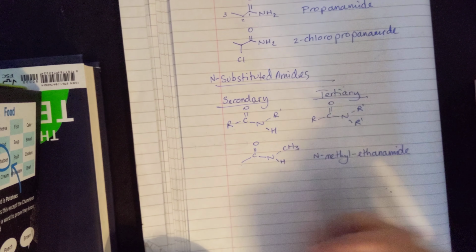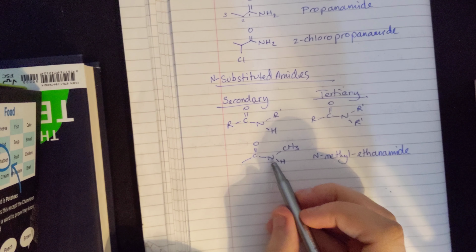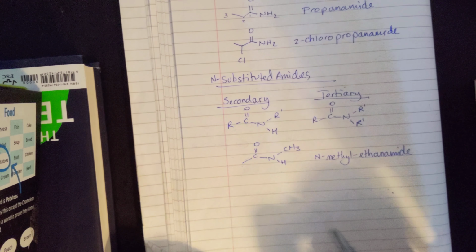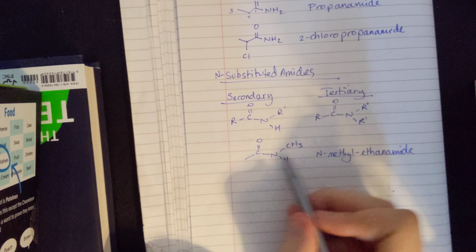If it was just methyl propanamide, then we don't know where to put the methyl group. Do we put it on the nitrogen? Do we put it on the carbon chain? It's not specific. So N-methyl makes it clear that it's attached to the nitrogen.